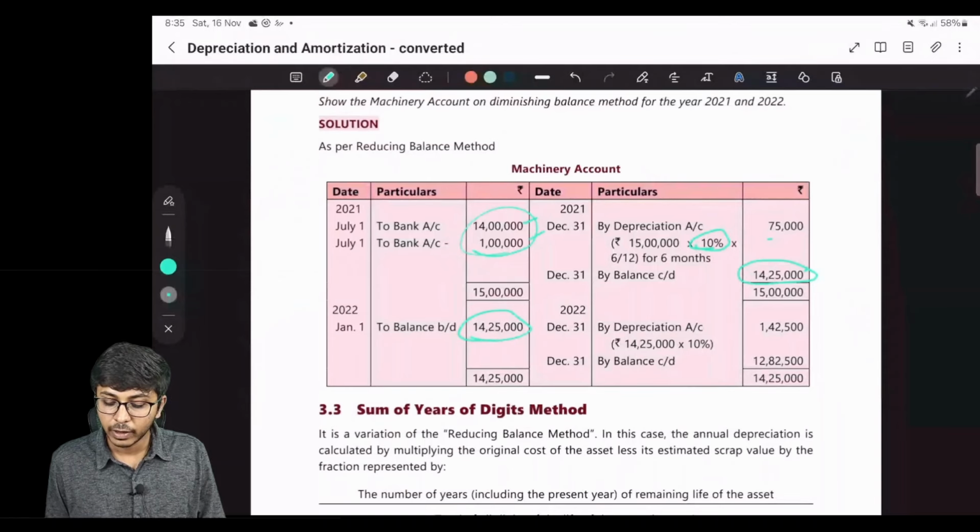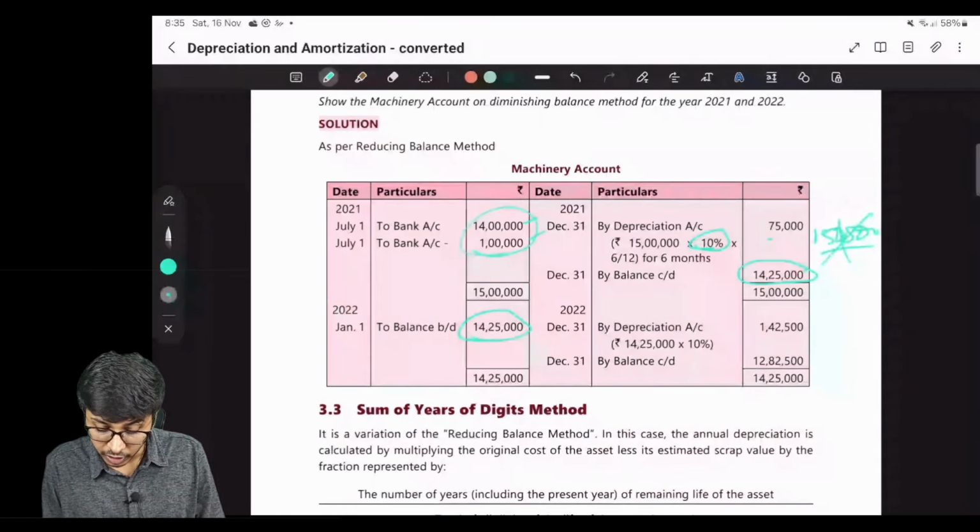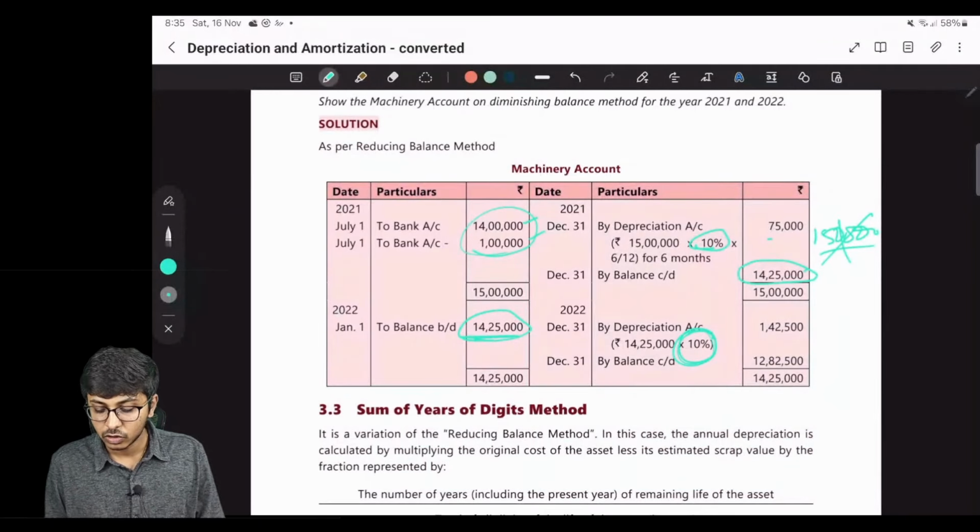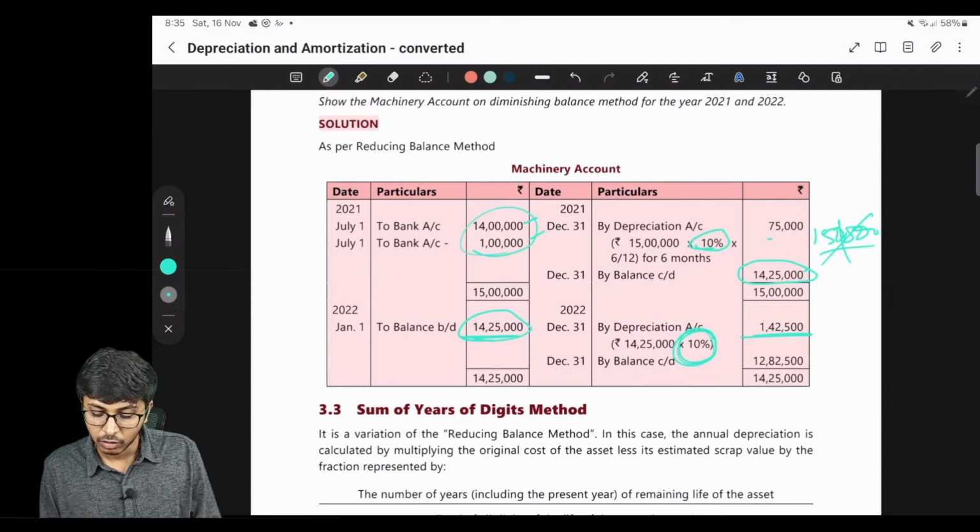Now will you provide depreciation at 1 lakh 50? The amount is not fixed, sir. The amount is not fixed. This is WDV method. We clearly understood. So what is the depreciation? It will be on 14 lakh 25,000, whatever is the balance. On this balance, you will apply the fixed rate. So 10%, 1 lakh 42,500 will be the depreciation, and your balance carried down will be 12 lakh 82,500.